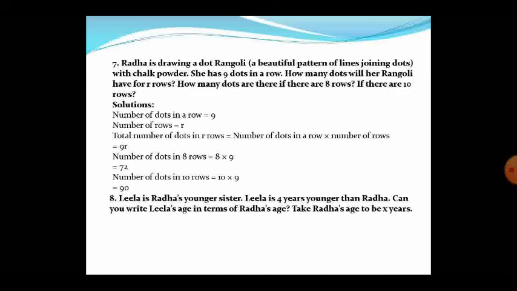Can you write Leela's age in terms of Radha's age? So you have to find Leela's age in terms of Radha's age. Take Radha's age as x years. See, this is what is called algebra. You need to find the unknown facts, so you have to express them with a variable. You are using a variable here. See, x, r, n, m, these are all called variables. Here, what are they given? They only give Leela's age, that is, Leela's age is 4 years younger than Radha's age. But here you have to take Radha's age as x years.